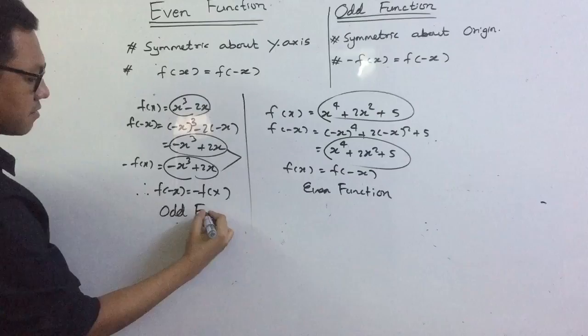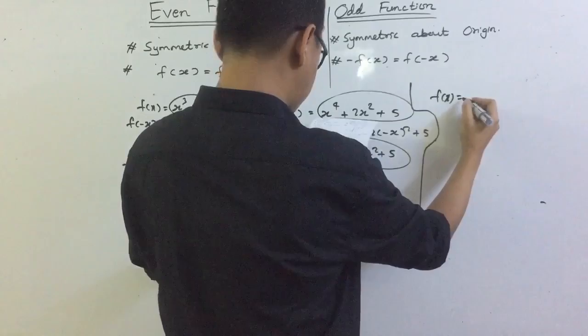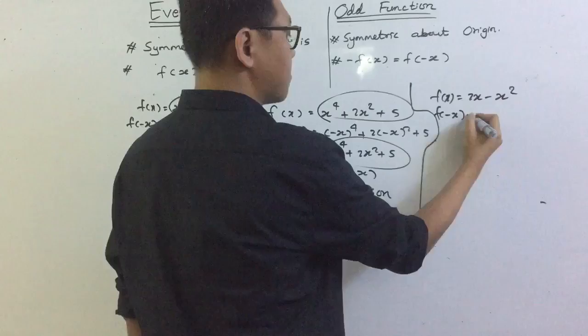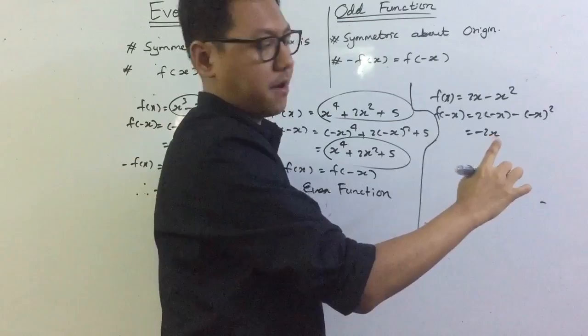Okay? Let me explain one more example. Let me do it here. f(x) is equal to 2x minus x squared. So let's start with f(-x). 2 times negative x minus negative x, the whole squared. So it will be negative 2x. This negative will disappear, so it's negative x squared. Okay, it's not the same, you see.